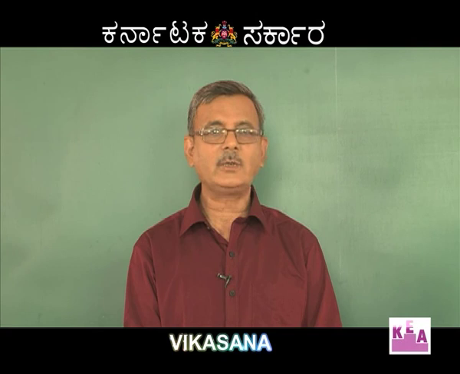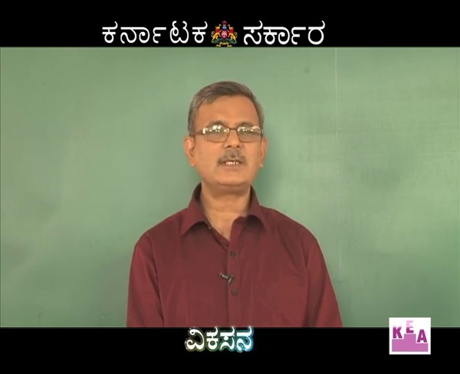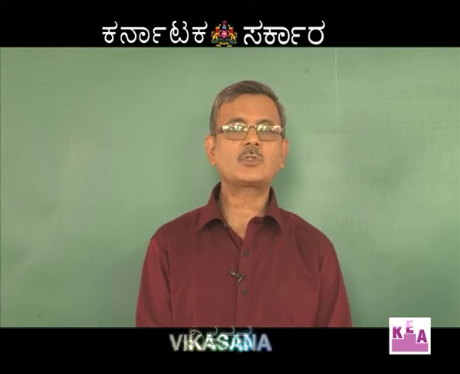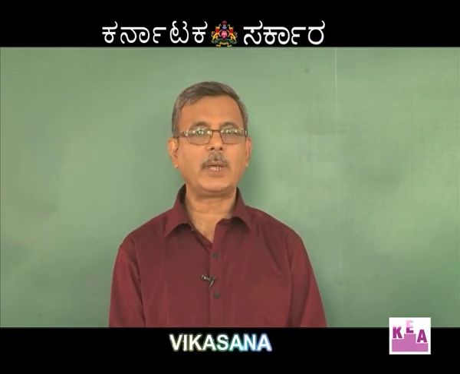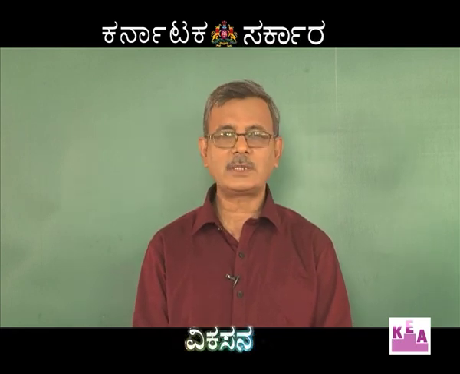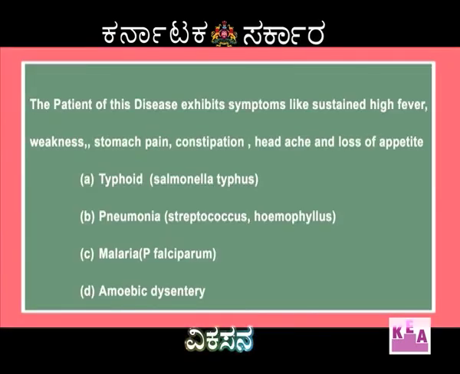We come to the second one, weakness. Any disease is going to have some amount of weakness. When it comes to stomach pain or abdominal pain, it is going to be seen only in case of typhoid and amoebic dysentery. Since amoebic dysentery we have already eliminated, the answer is typhoid. So, option A is the answer.